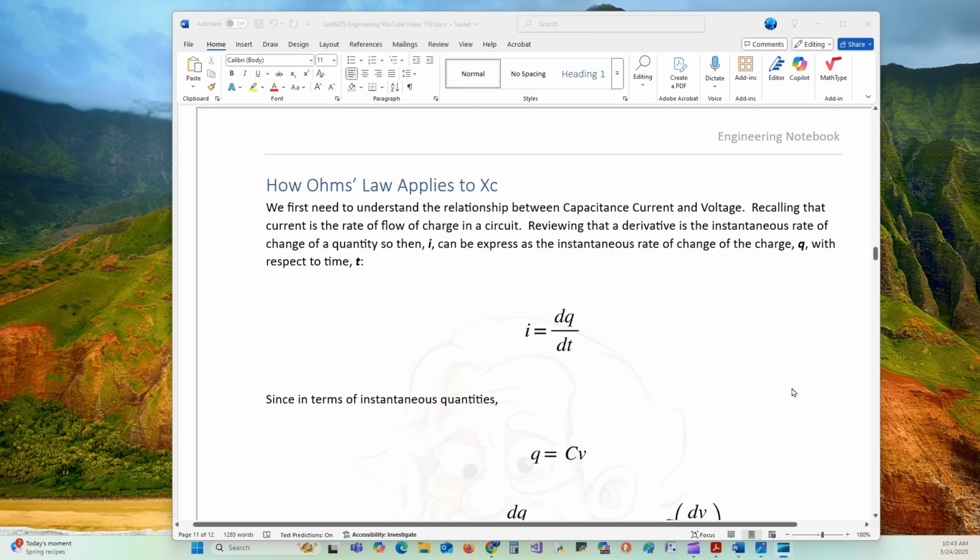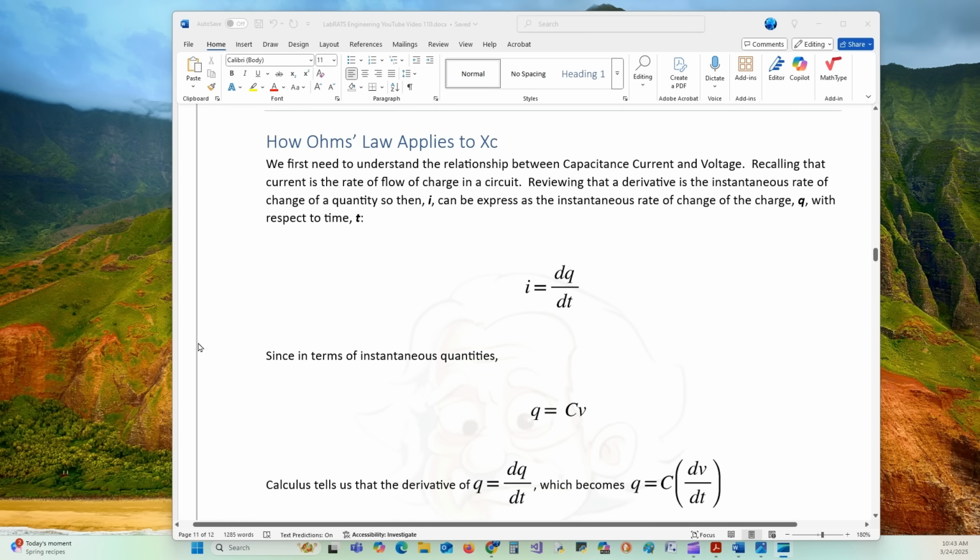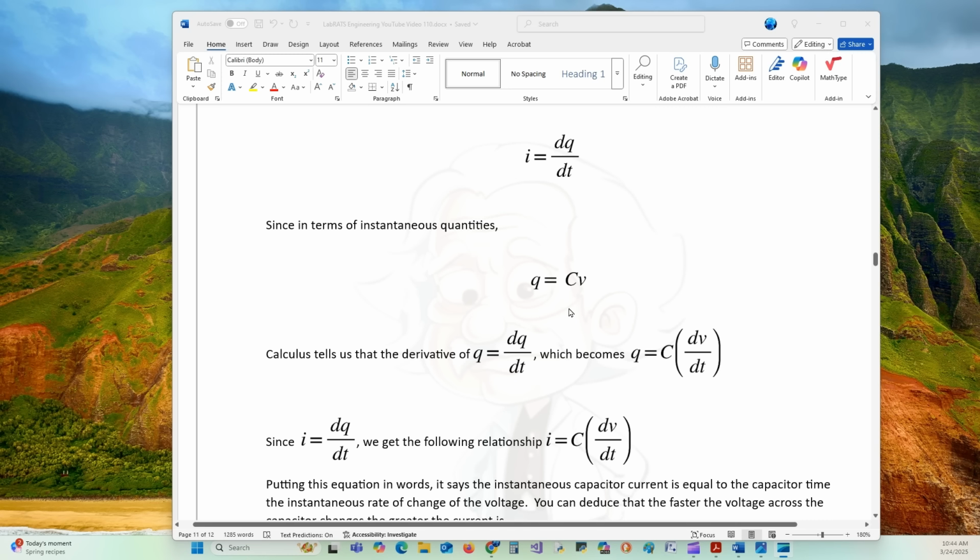Now we'll cover how Ohm's law applies to XC. We first need to understand the relationship between the capacitive current and the voltage. Recalling that the current is the rate of flow of a charge in a circuit, and reviewing that a derivative is the instantaneous rate of change of a quantity, I can be expressed as the instantaneous rate of change of the charge Q with respect to time. This gives us a differential equation: I equals the rate of change of the charge with respect to time.